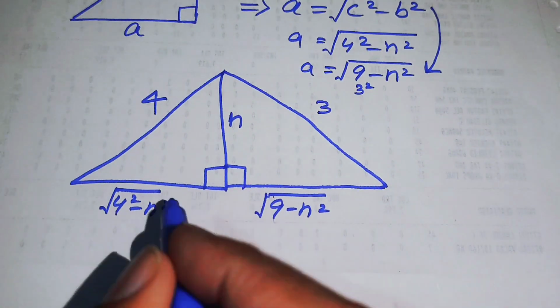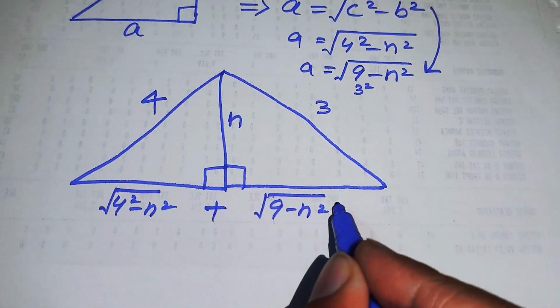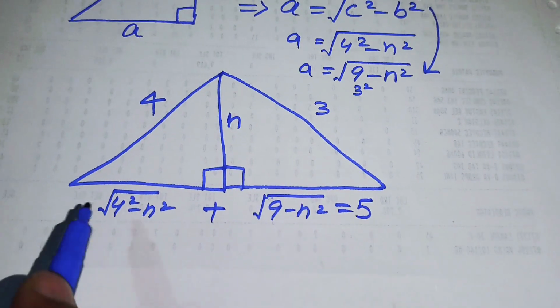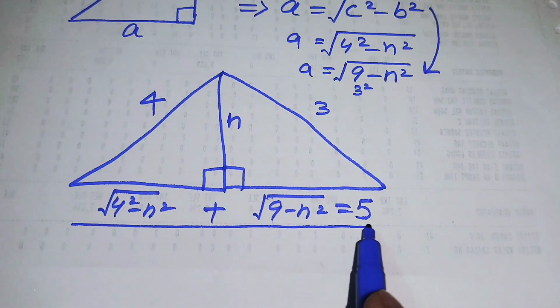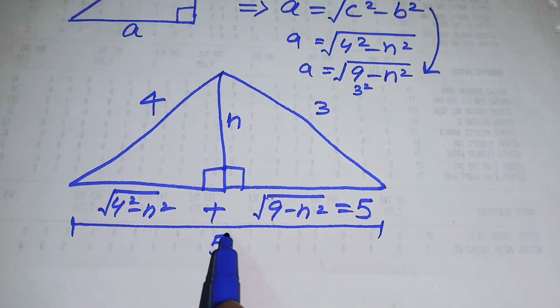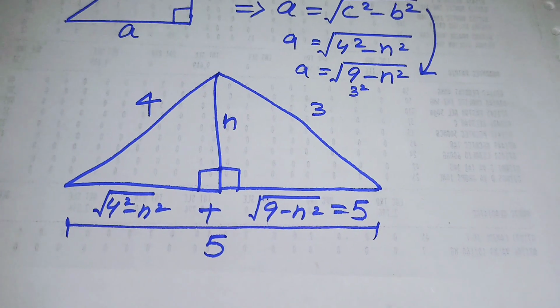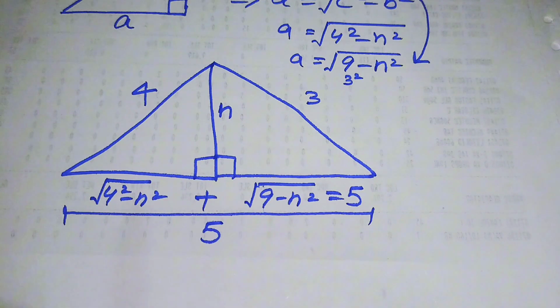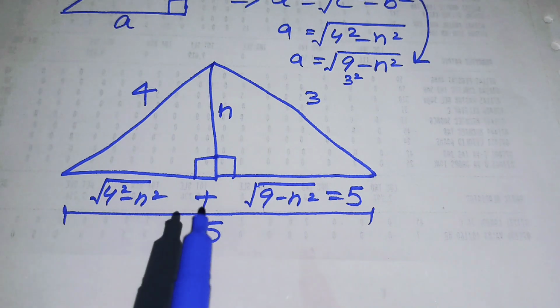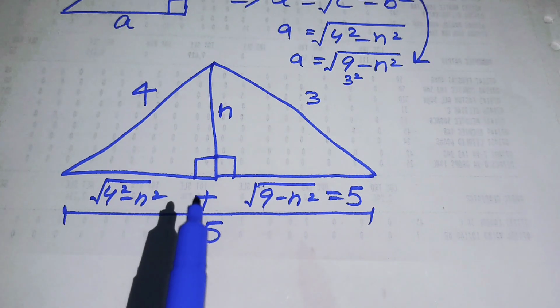So now if you focus on the statement of the question, you see that we have square root of 16 minus n square plus square root of 9 minus n square equals 5. So it means that if we add these two terms, then it will be equal to 5. And now it means that the length of this total side is 5. So now you see here we have a right triangle. If you flip the right angle here, you will get this triangle in this form.